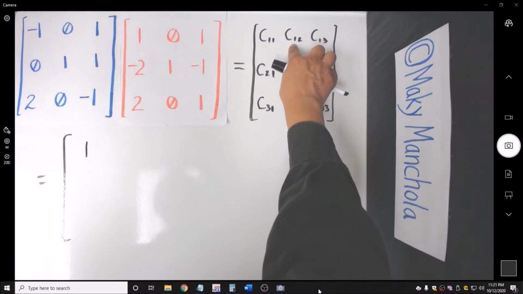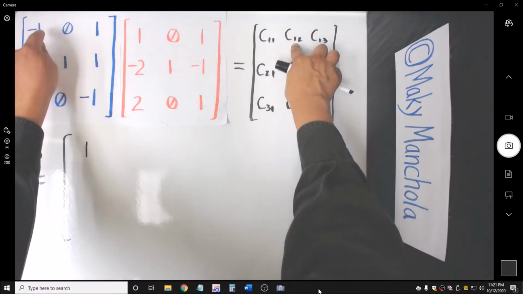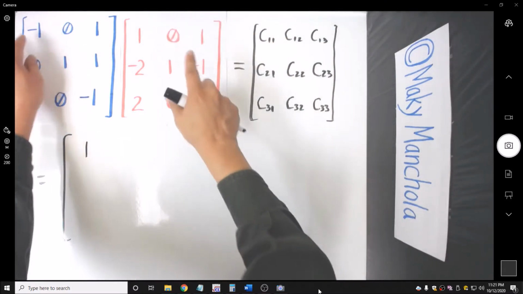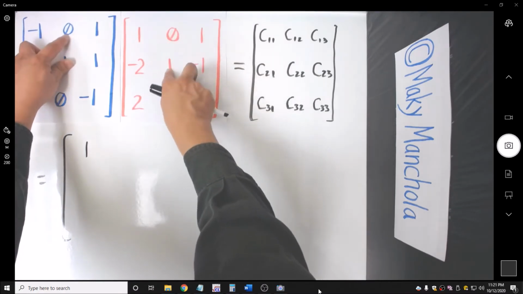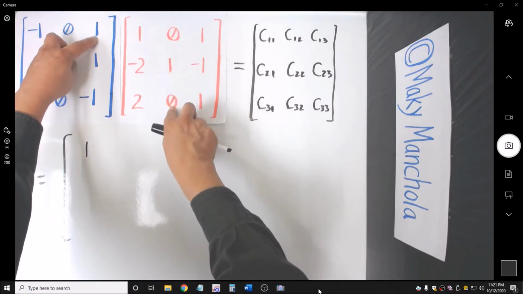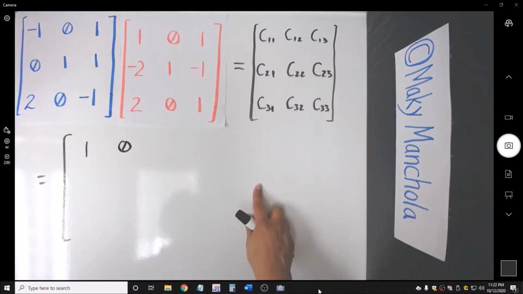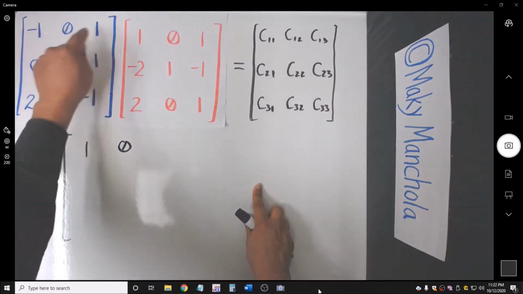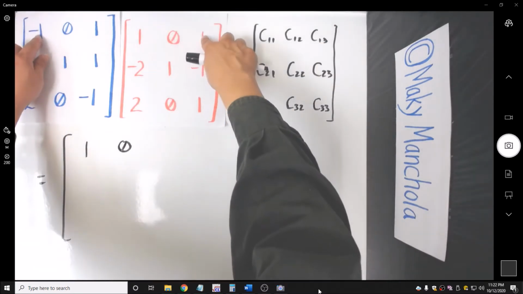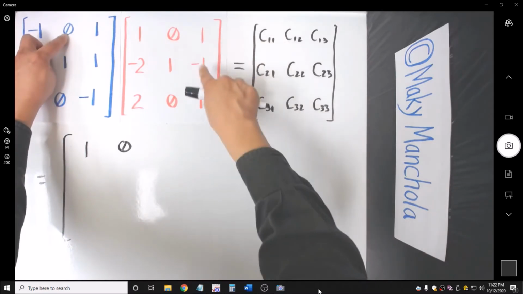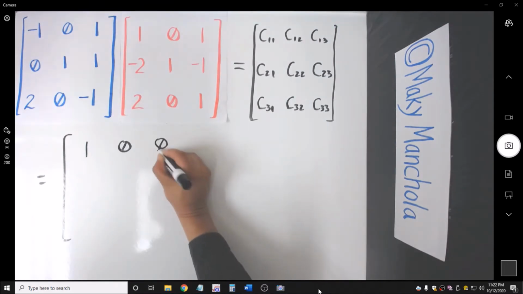Let's find C12. C12 is the dot product of the first row of A and the second column of B. What is that? -1 times 0 is 0, plus 0 times 1 is 0, plus 1 times 0 is 0. Result is 0. C13, dot product of the first row of A and the third column of B. What is that? -1 plus 0 plus 1. The result is 0.